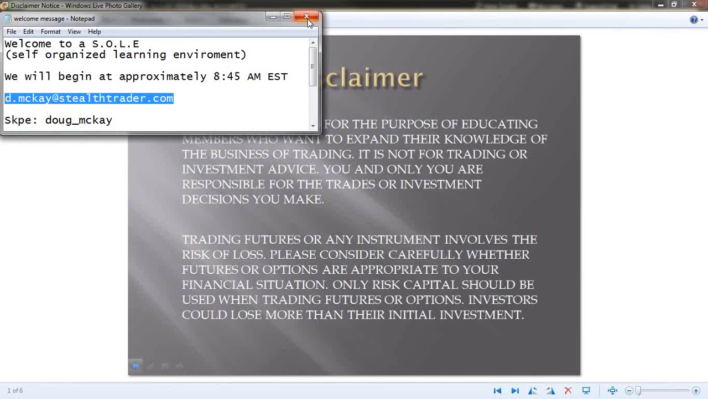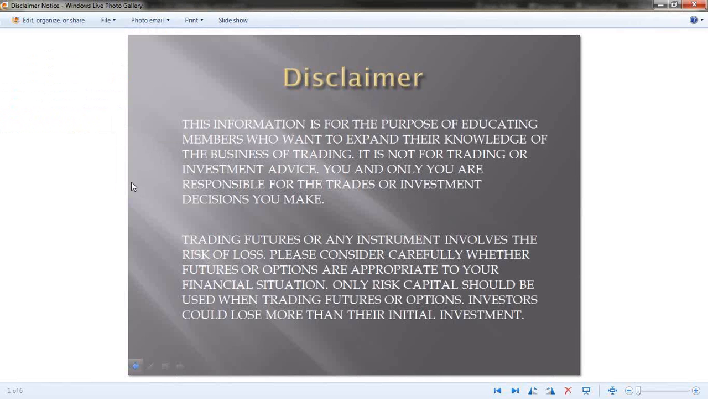So this is a self-organized learning environment. Each morning we come in and I talk about my hypotheses, look at the structure of the market, and look for our trade levels and our targets for the day.